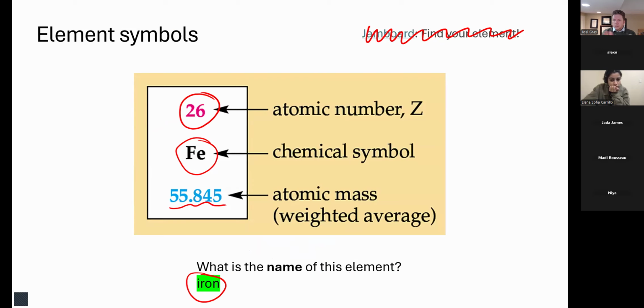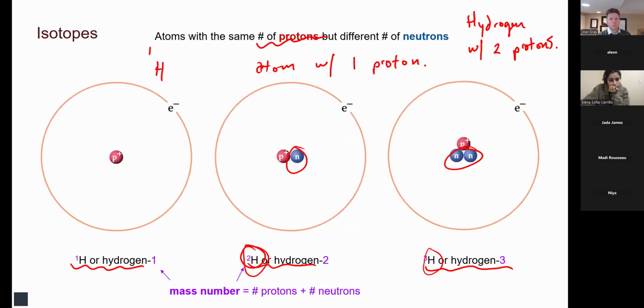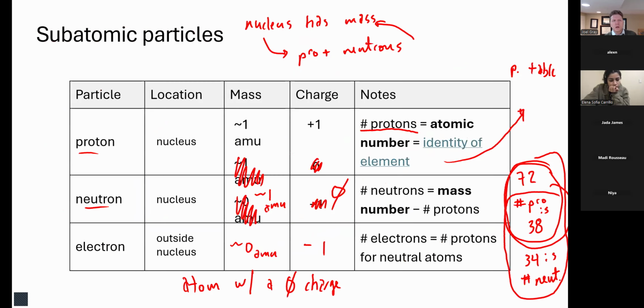Okay, so back to our content. We're doing a general review of general chemistry. We talked about major different subatomic particles, protons, neutrons, and electrons. Protons are positively charged, neutrons are neutral, and electrons are negatively charged. Protons and neutrons are found in the nucleus, whereas electrons are found in the space outside of that.